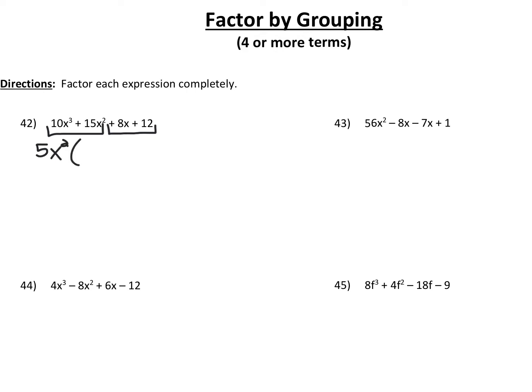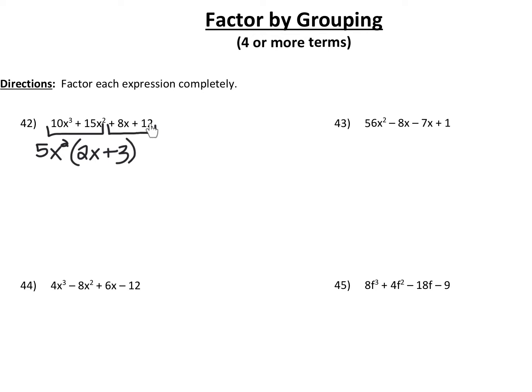So 10 divided by 5 is 2. And then we had 3 x's, and we took 2 of them out, so there's still an x to put in here. And then we bring down our plus sign. 15 divided by 5 is 3. And we had 2 x's, x squared. We took them both out, so we have none left to put here, so we're going to close our parentheses. Now let's look at our next two terms.